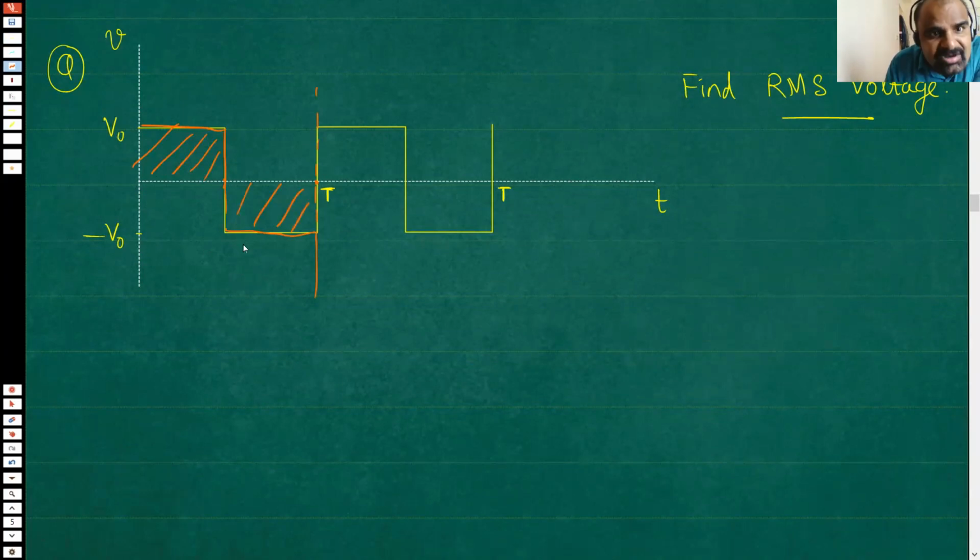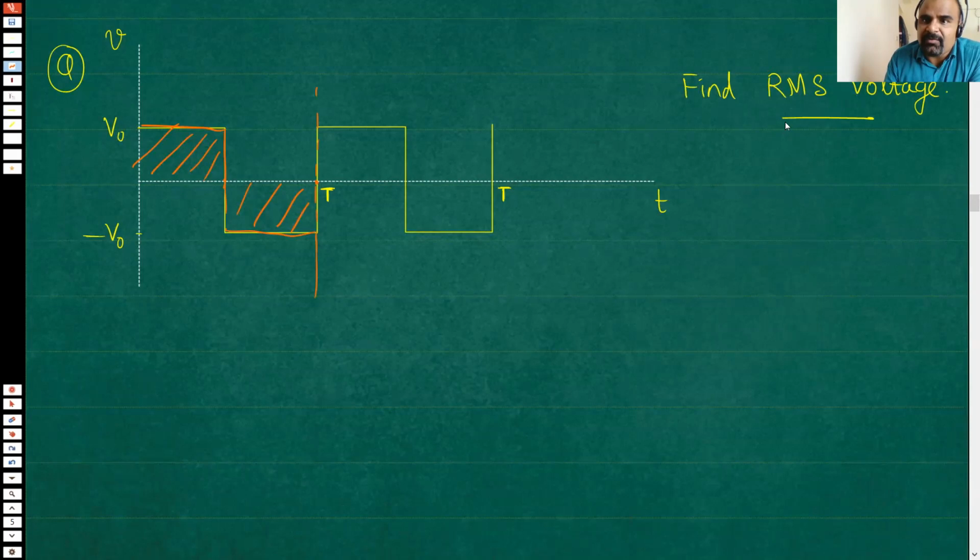So the average voltage will be this total area divided by the time period. And total area will be 0. So average voltage will be 0. Because anyway, logically, you see half of the time voltage is positive, half of the time voltage is negative. So that is why average is not asked, RMS is asked.